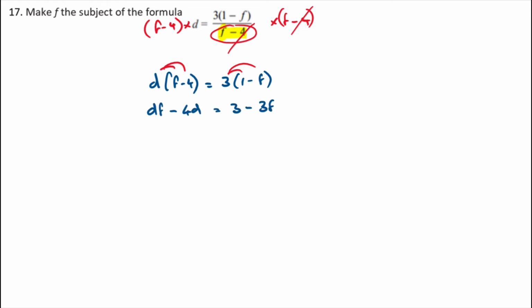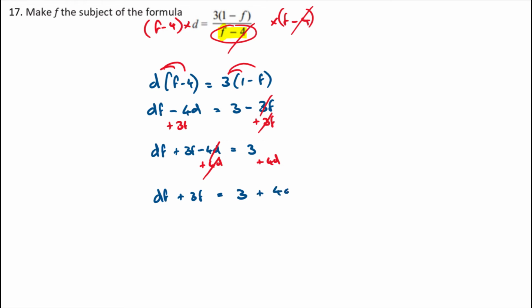minus 3f. Okay, so I've got f's on both sides. We're going to have to get all the f's on one side. So I'm going to add 3f to this side and to this side, which gets rid of it there. And that's going to give me df plus 3f minus 4d is equal to 3. And then I'm going to do the opposite of minus 4d. I'm going to add 4d to both sides. Then that cancels with that, and it leaves me with df plus 3f equals 3 plus 4d.